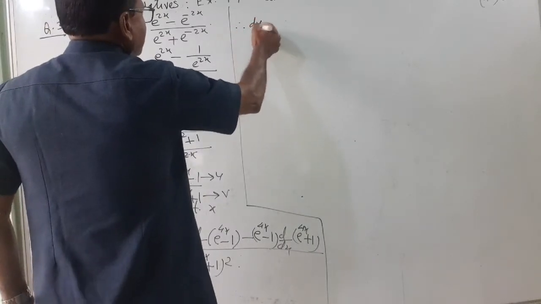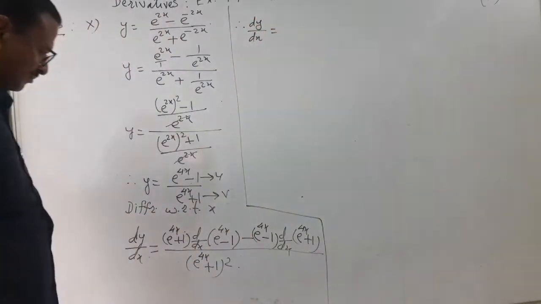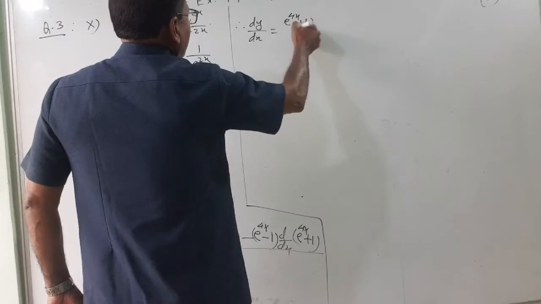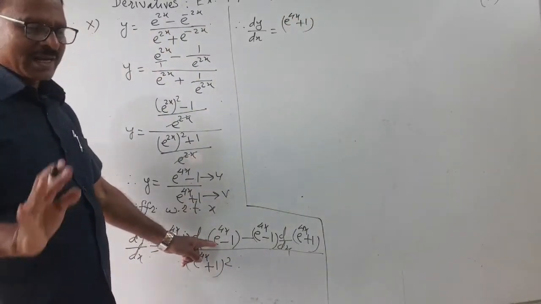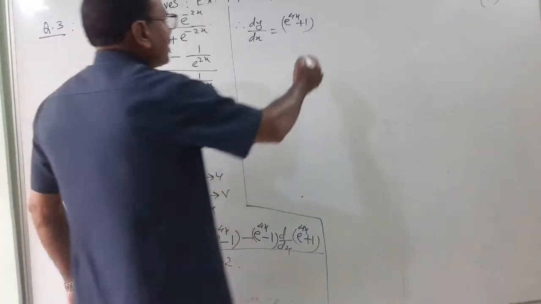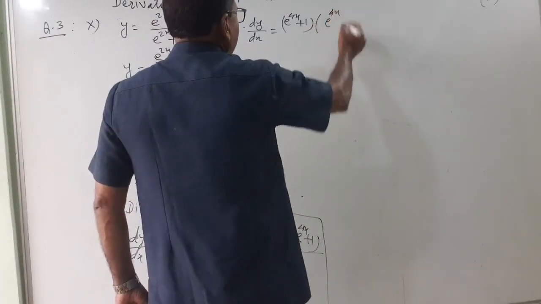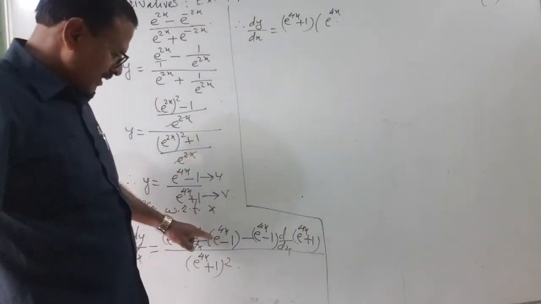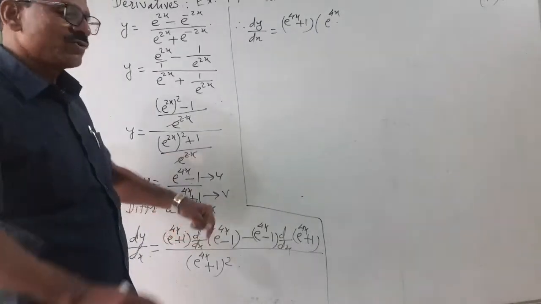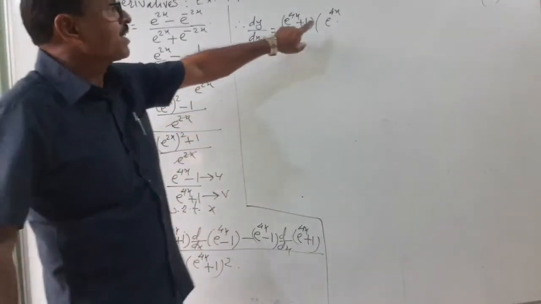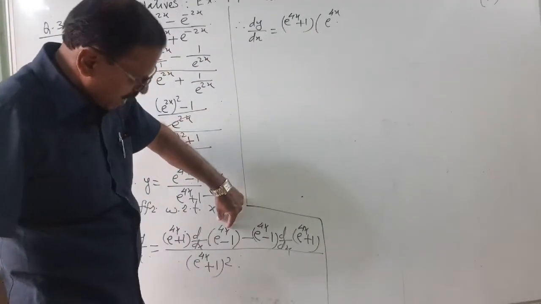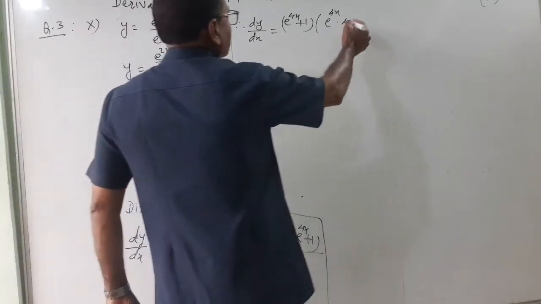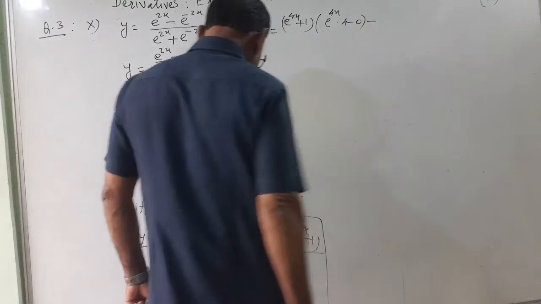Therefore, dy by dx is equal to e raised to 4x plus 1 as it is. And now I am going to take the derivative of this. Directly I will take the derivative. Derivative of e raised to 4x is e raised to 4x into, it is not e raised to x, it is e raised to 4x. Derivative of e raised to anything is e raised to the same. Now the derivative of 4x is 4. And the derivative of 1 is 0. So I will write minus.